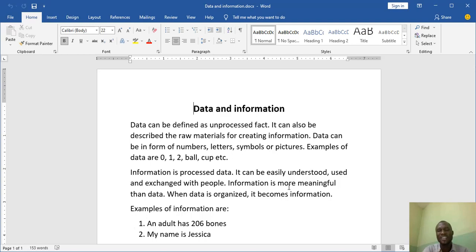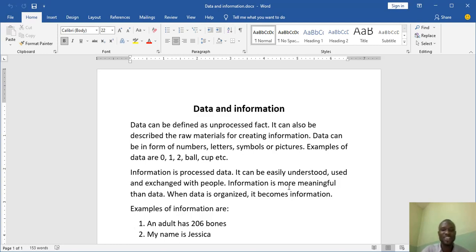Now, let me give an example. I talked about data being things like cup, table, four. But if I want to use information, I can say there are 4 cups on the table. That is information because it makes sense. I didn't just say random words. There are 4 cups on the table. I guess you get it now.